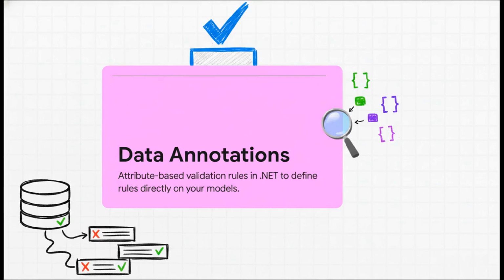Well, what if I told you there's a much cleaner way to handle this, built right into .NET? It's called Data Annotations. And honestly, the concept is super simple. They're basically just little tags or attributes that you stick directly onto your models. So your validation rules live right alongside the data they're protecting. It just makes sense, right?